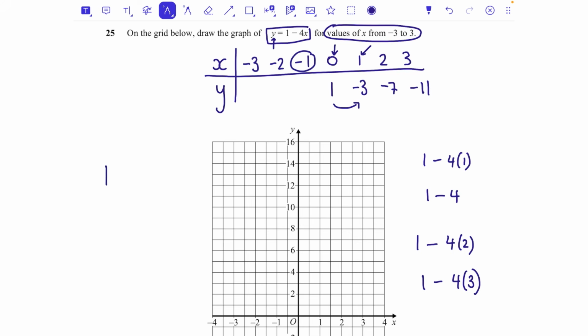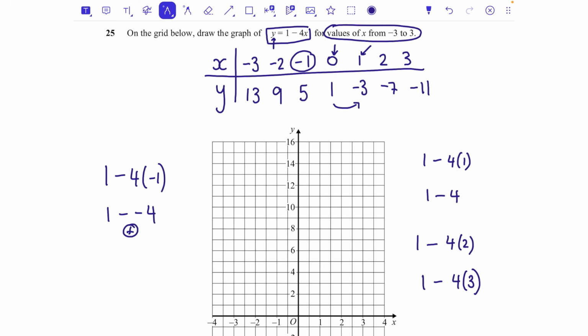So I'm now going to do 1 take away 4 lots of minus 1. Now here is where it gets a little bit trickier, because 4 lots of minus 1 is minus 4. So you're doing 1 take away minus 4. And that minus, if you're taking away a minus, is going to become a plus. So that is actually going to be 5. And that makes sense. You can do the same with the minus 2, and that is 1 minus 8, so that's going to be 9, and then the same with the minus 3, and that's going to be 13.